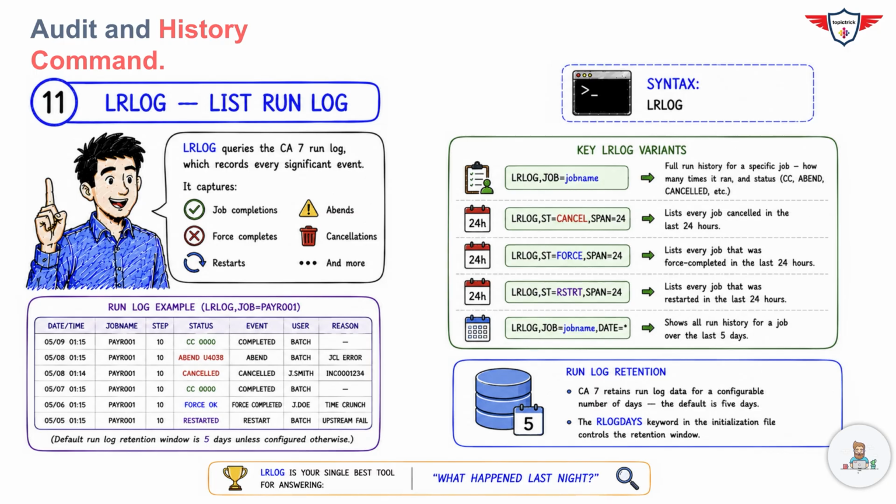And the last variant is LRLOG, job equals to job name, date equals to asterisk. When you execute this command, it will show the run history of a job over the last 5 days. You should remember that CA7 retains run log data for a configurable number of days, and the default value is 5. So finally, LRLOG is your single best tool for answering the question, what happened last night?